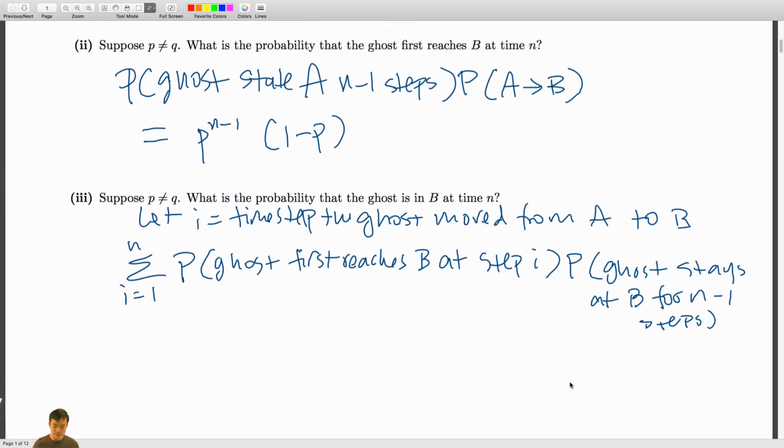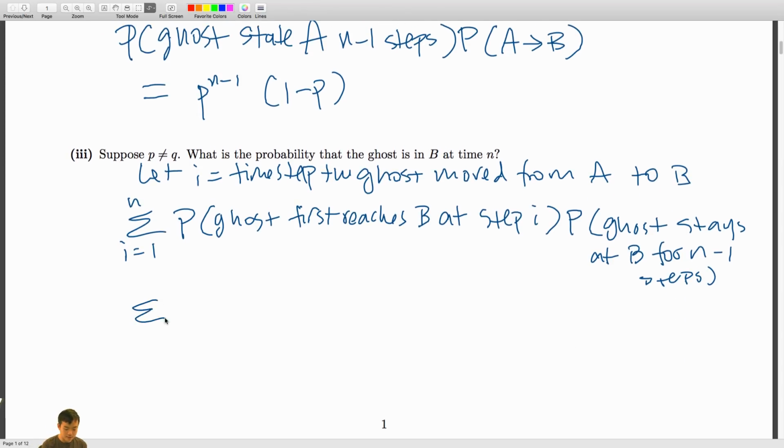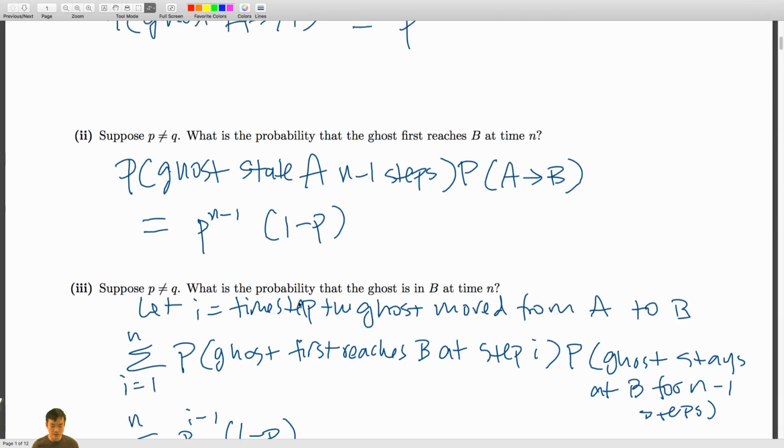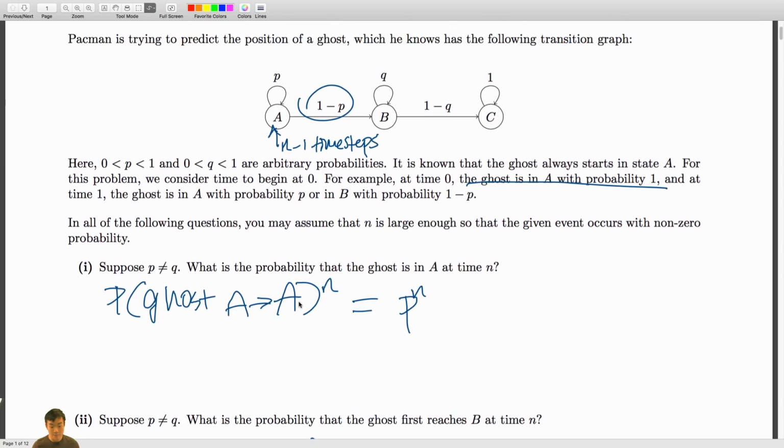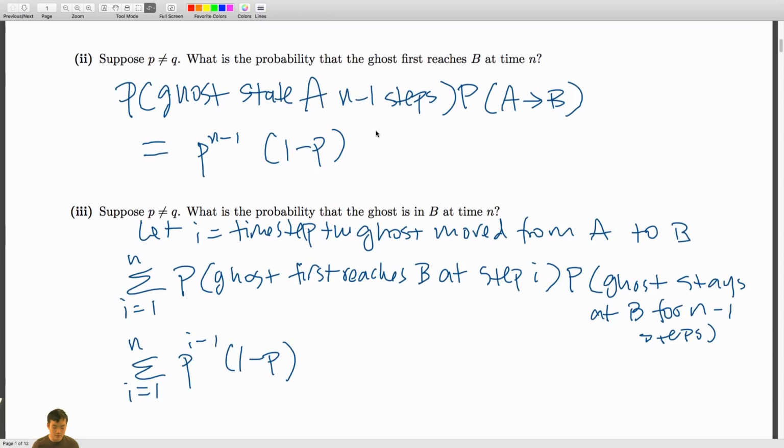And if we try to compute this probability, we can get a summation from i equal to 1 to n of the probability of P^(i-1), times (1 - P), times the probability the ghost stays in B for n - i time steps. This is equal to transitioning to B n - i times, each with probability Q. So this is equal to Q^(n-i).